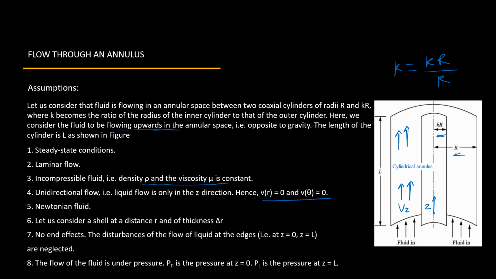Considering a shell at distance r of thickness delta r, no end effect to find momentum flux. Whatever fluid is entering is coming out at the edges. There is considered no disturbance of the flow of liquid at edges. Flow of fluid is under pressure. P naught is pressure at z equals 0, and P L is the pressure at z equals L.